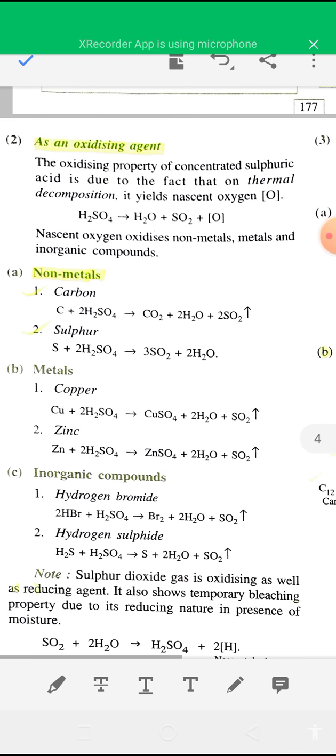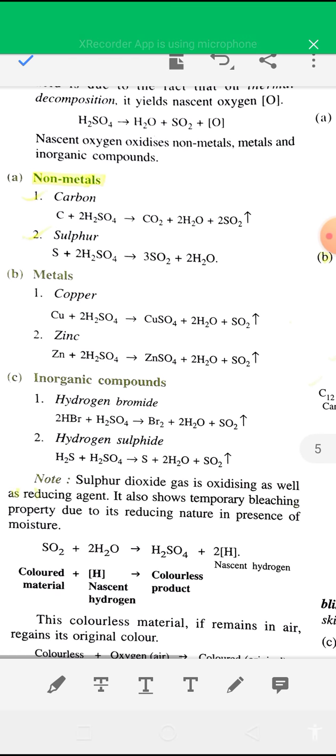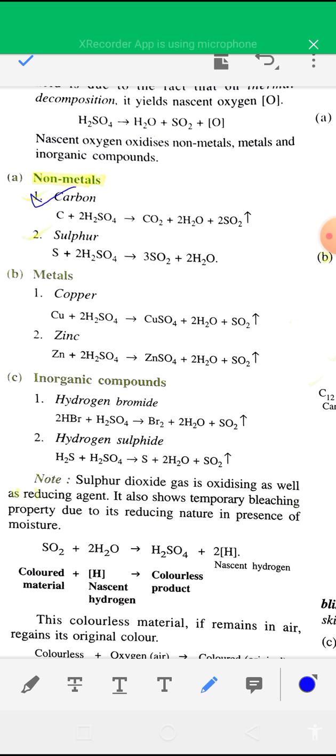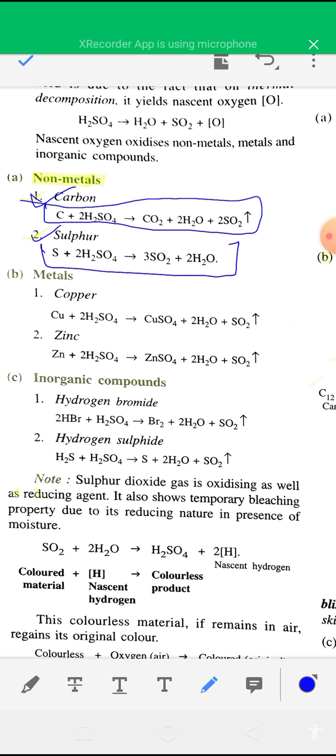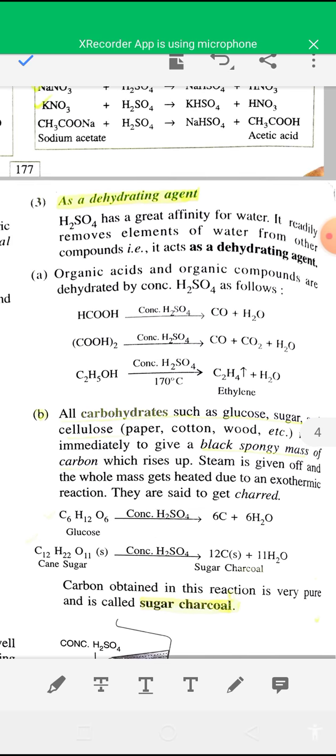Oxidizing character of sulfuric acid. Sulfuric acid is a strong oxidizing agent. It reacts with non-metals like carbon and sulfur, oxidizing carbon to carbon dioxide and sulfur to sulfur dioxide. The reaction between carbon and sulfuric acid: C plus H2SO4 gives CO2 plus H2O plus SO2. S plus H2SO4 gives SO2 plus H2O. This reaction you have to read according to the syllabus.